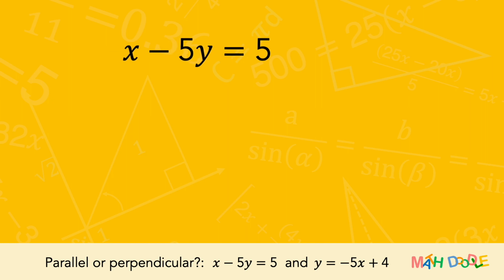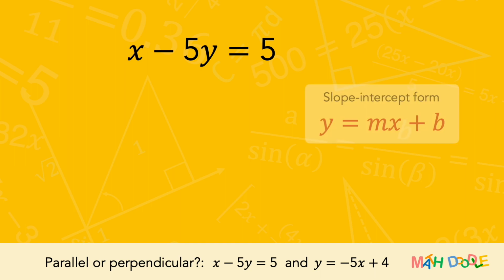First, let's work on x minus 5y equals 5. To find its slope and y-intercept, let's rewrite the equation in the slope-intercept form. In the slope-intercept form, the left side of the equation has only y, and the right side of the equation has the term with x, as well as the term without any variable. So, to rewrite the equation in the slope-intercept form, we are going to solve the equation for y.